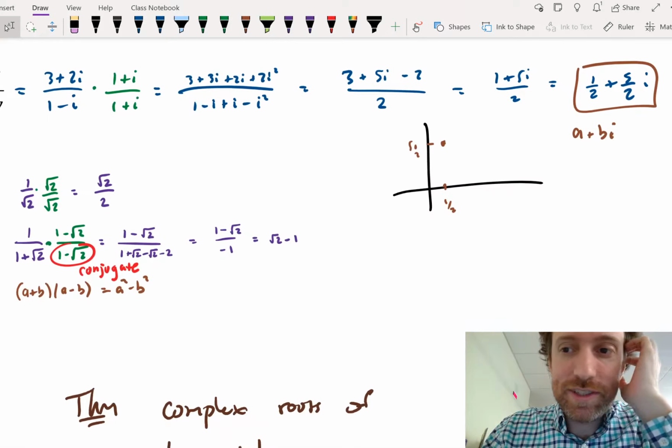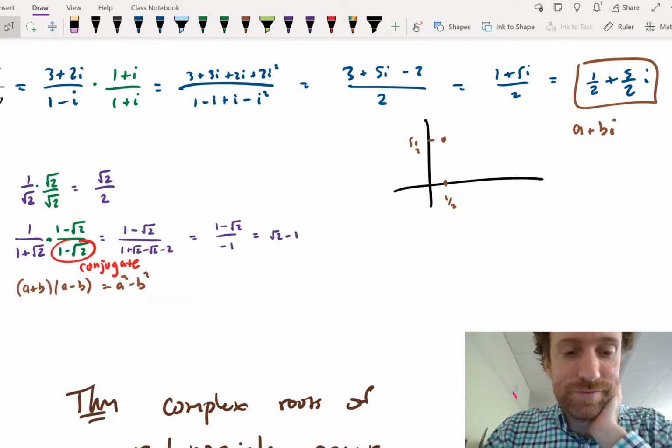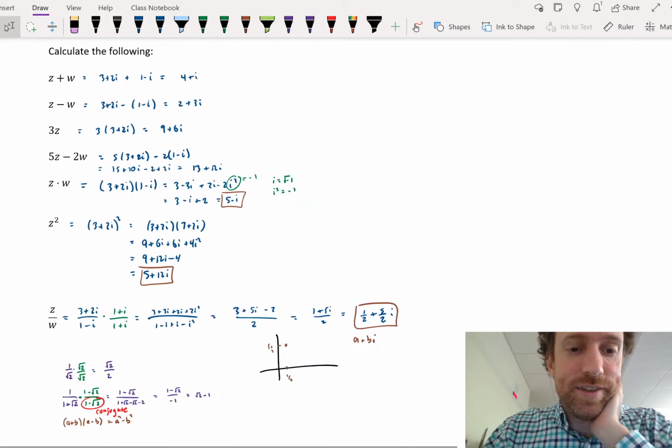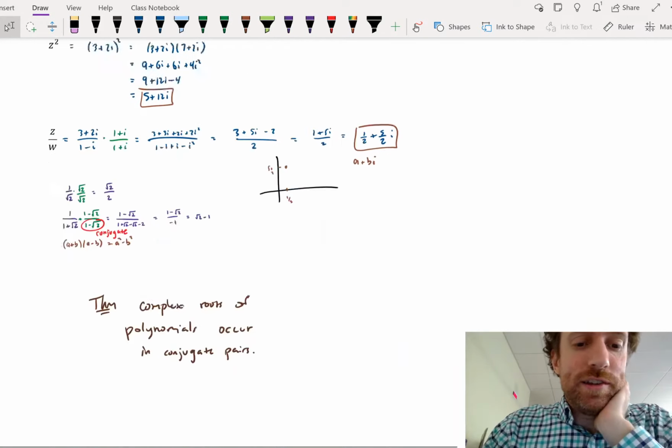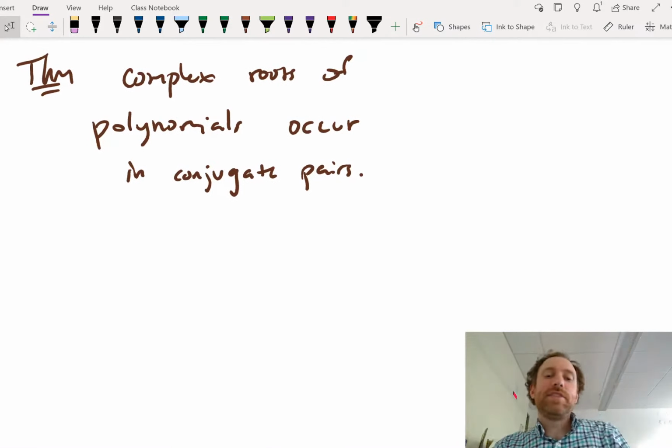All right, that's how we divide. Take a moment to ask questions if you have any. And that's the end of operations with complex numbers. I will give you this theorem as a bonus theorem.